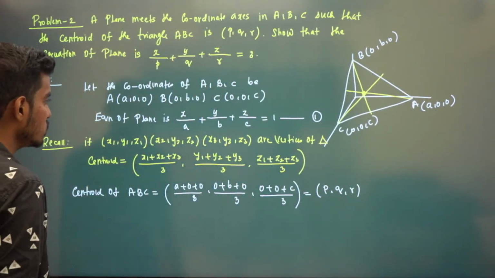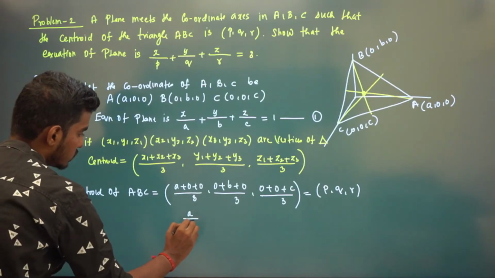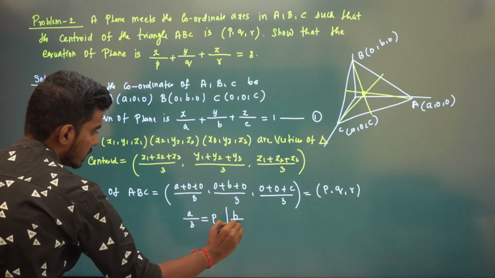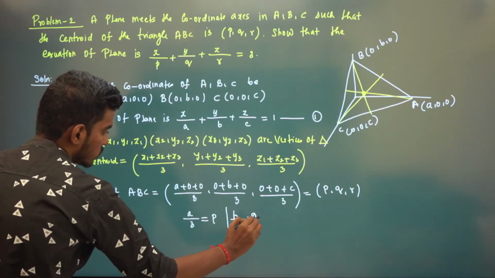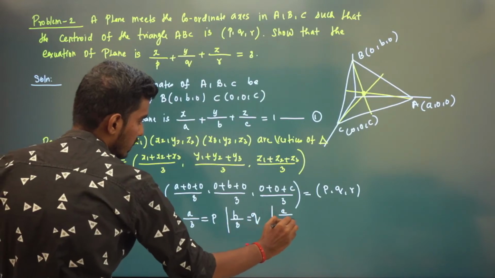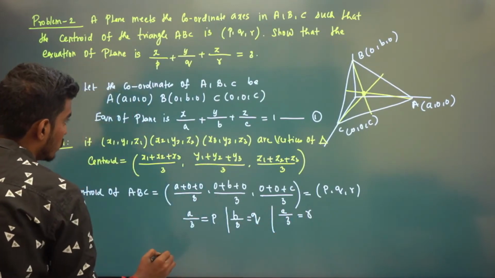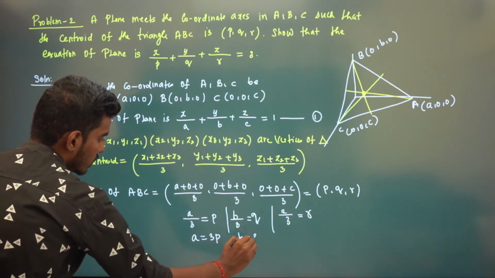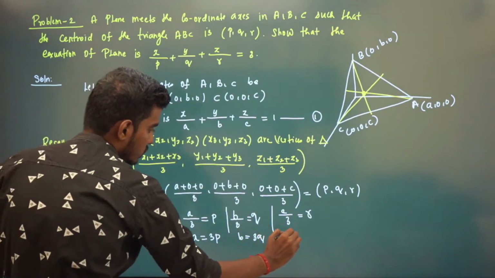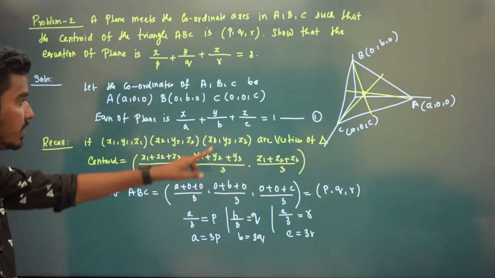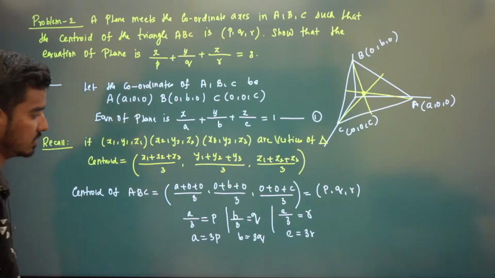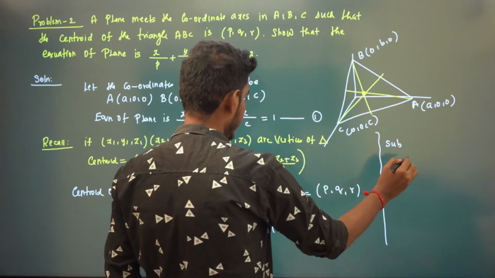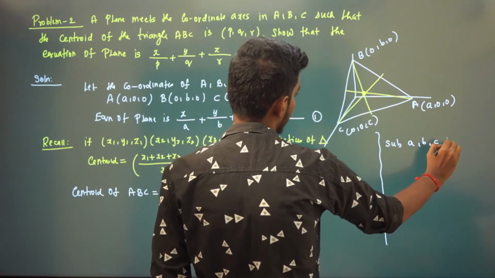So we have to equate this. So we have a by 3 equal to p, b by 3 is equal to q, c by 3 is equal to r. So we have a to be 3p, b to be 3q, c to be 3 times r. Now substitute a, b, c in 1, you will get the required answer. Write it down here. Substitute a, b, c in 1.